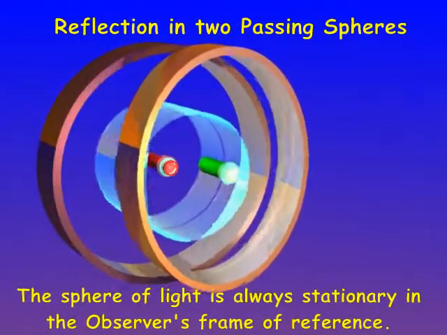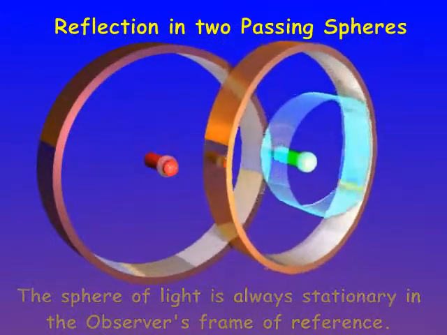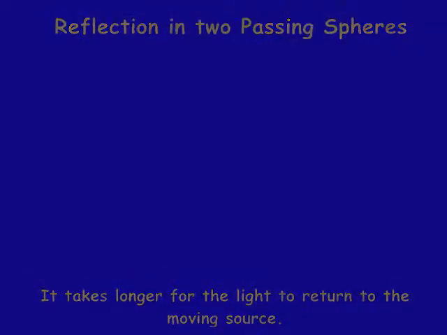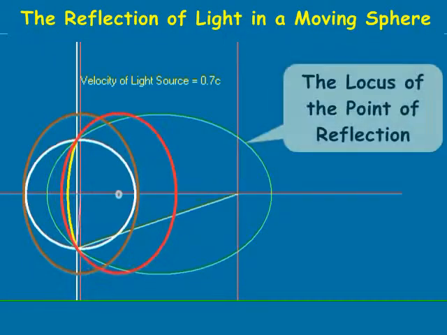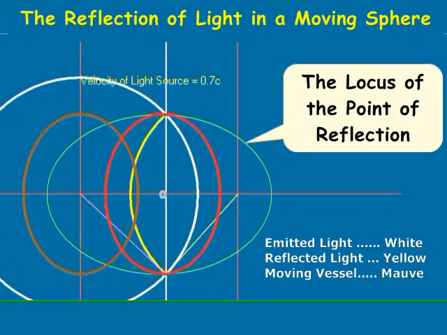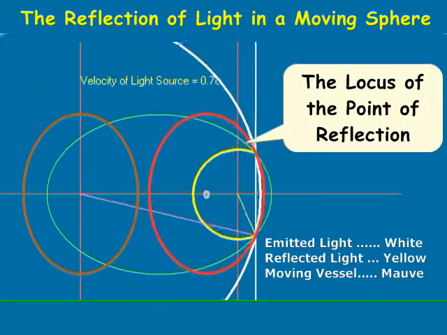Two spheres emit a light pulse as they pass. The light takes longer to return to the moving source. The locus of the points where the photons reach the moving shell is shown. The occupants believe that this locus is a circle.